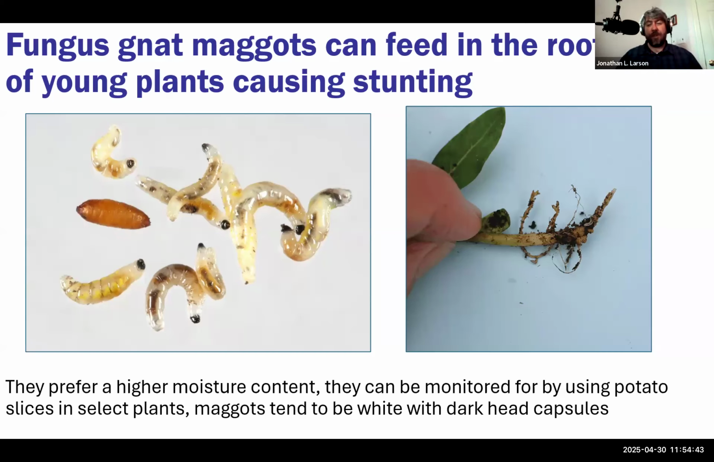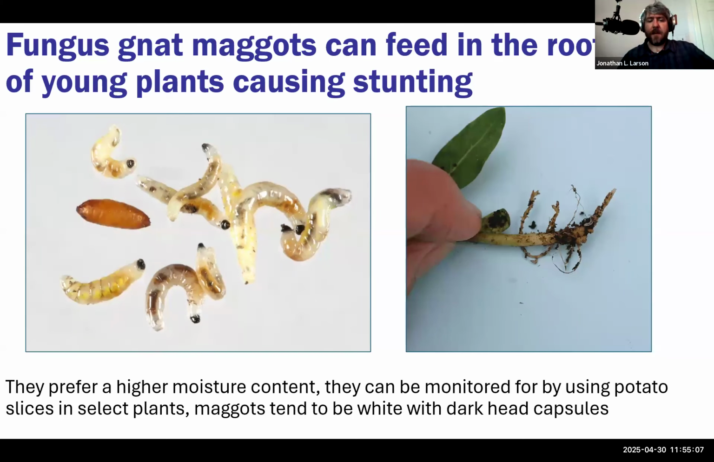These do generally require a pretty high moisture content to be successful. They don't like to be in dry soil. So if you're watering more than you ought to be in a high tunnel, if you're over irrigating a little bit, or if things just aren't drying out, all of that can lead to really favorable habitat for fungus gnat maggots.